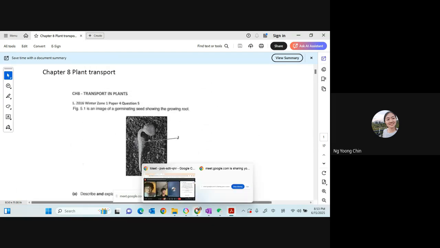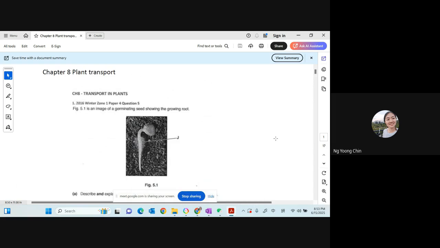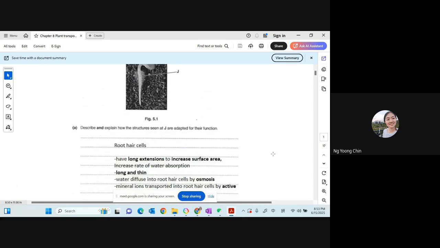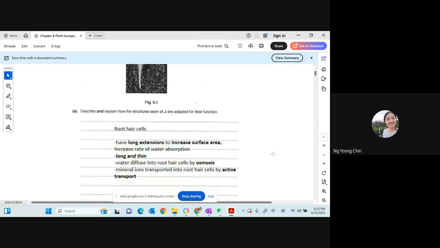Okay, can you see my screen? I think you can see my screen, right? So far, so good. And then Suyang?